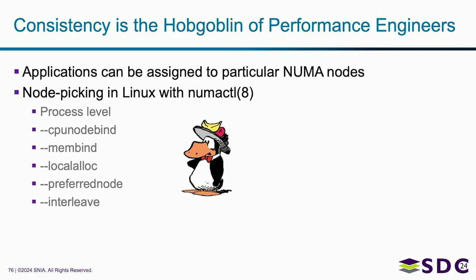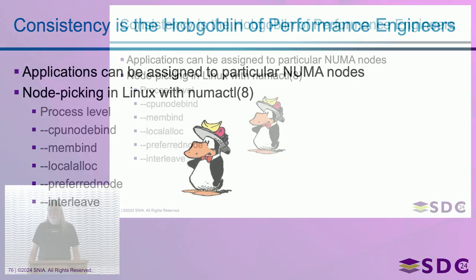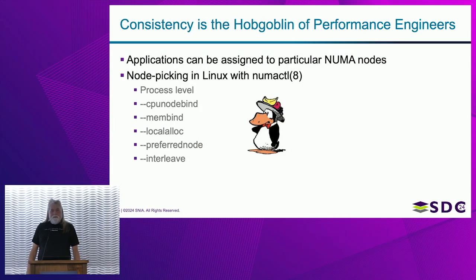And this drives performance engineers nuts. If you can't get persistent or consistent runtimes out of your applications, the performance engineers are going to be tearing their hair out saying, what's wrong? Why do I not get the same results time after time?